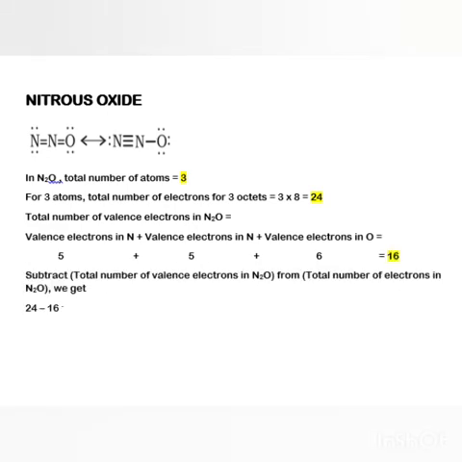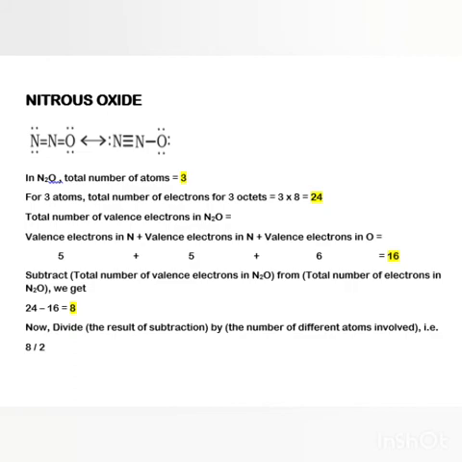When we subtract 16 from 24, what do we get? 8. You divide it by 2, you get 4. So you will see in the structure of N2O there are 4 bonds. So by this formula you come to know the total number of bonds which will be present in the structure. And then it will become very easy for you to remember the structures.